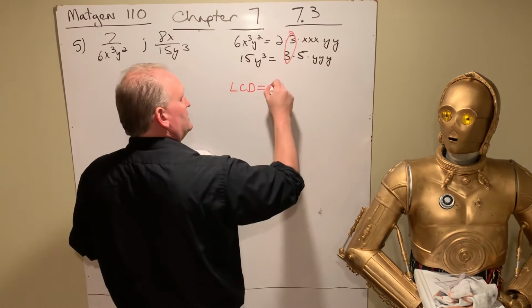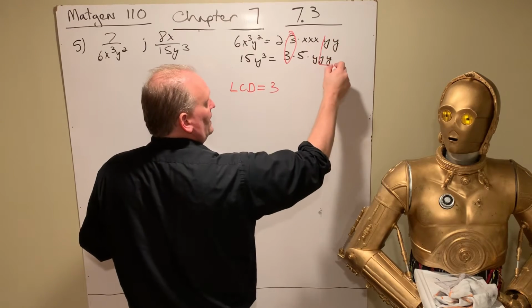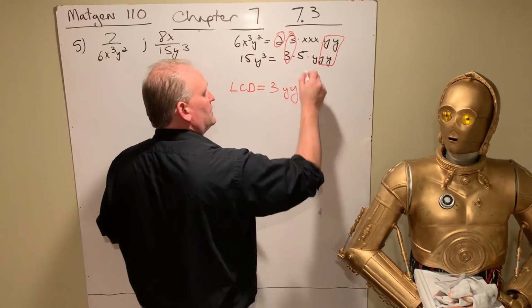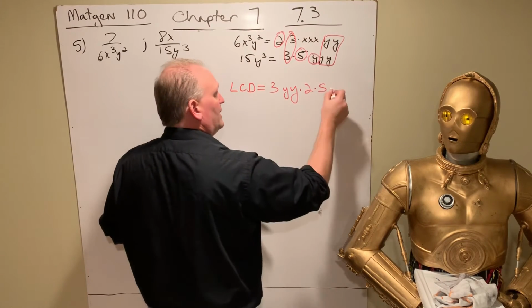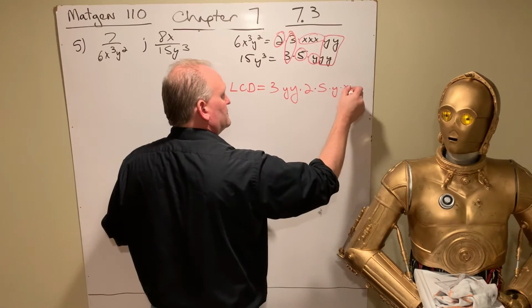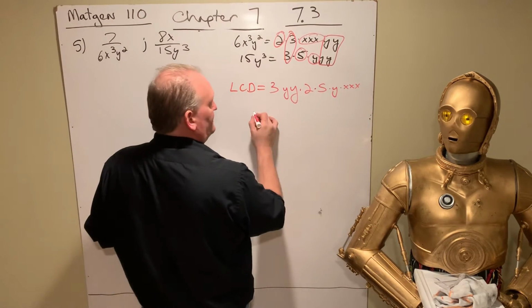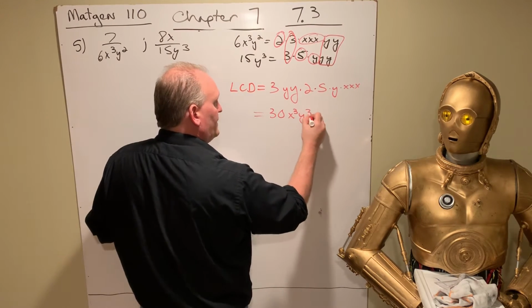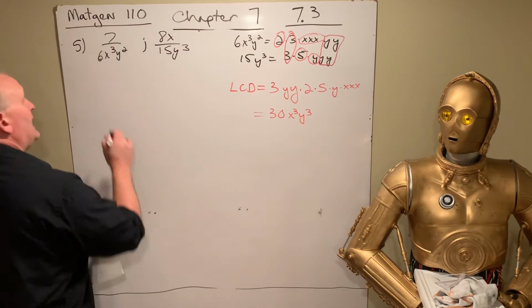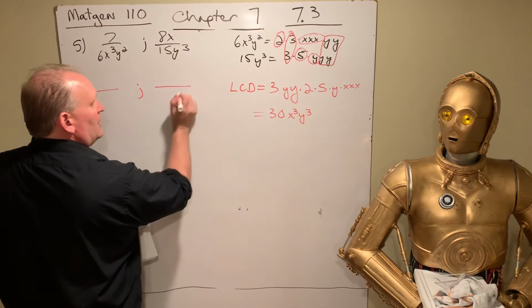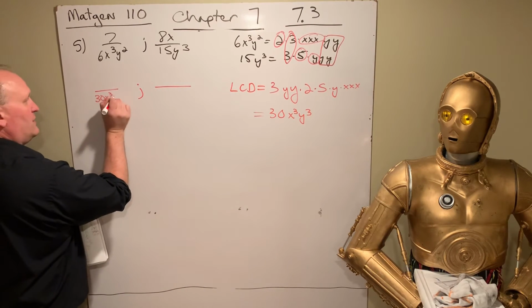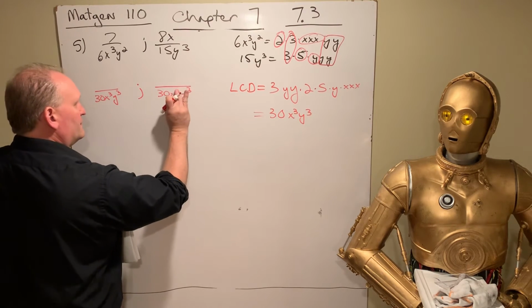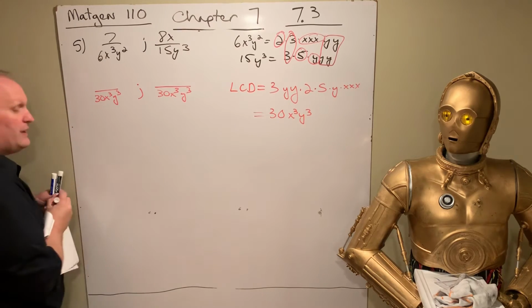We take the 3, we take 2 of the y's, and then all the leftovers. So 2 comes along, 5 comes along, y comes along, 3 x's come along. So we end up with 6 times 5, 30, x^3 y^3. All right, so that's my LCD. But now I want to work it where I get 30x^3y^3 in both denominators. So we have to kind of work backwards.